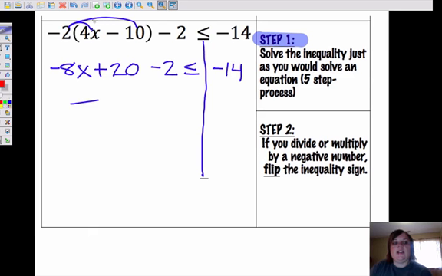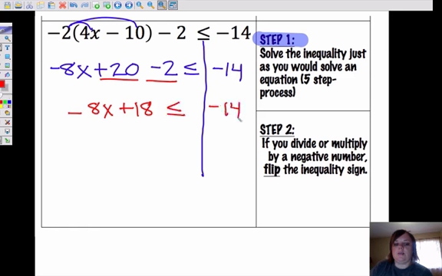The next step in solving an equation is to combine like terms. So I look on the left side of the equation and I notice I have a 20 and a negative 2. Those terms are alike. So I can rewrite this as negative 8x. And then positive 20 minus 2 would give me a positive 18. So plus 18 is less than or equal to negative 14. Now I am down to the step, move the variables all to one side. They're already all on the left. There's no variable on the right.